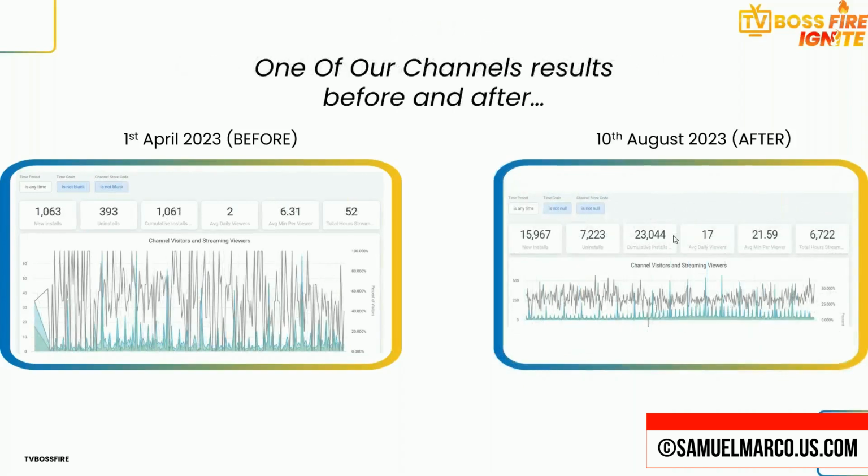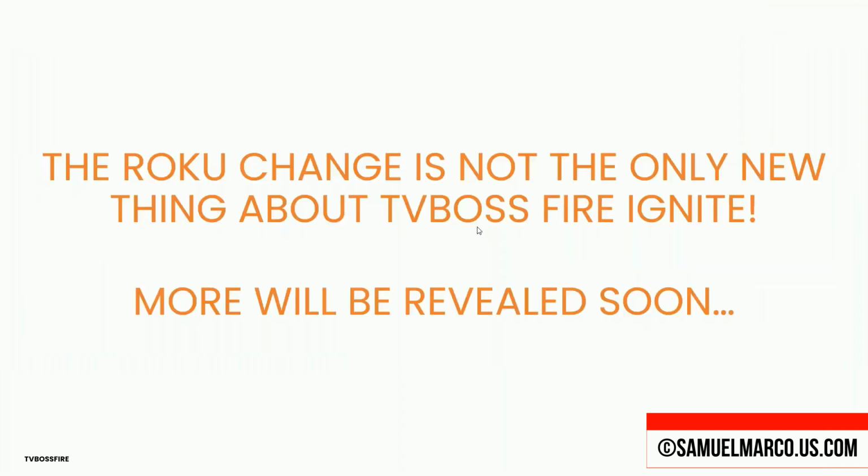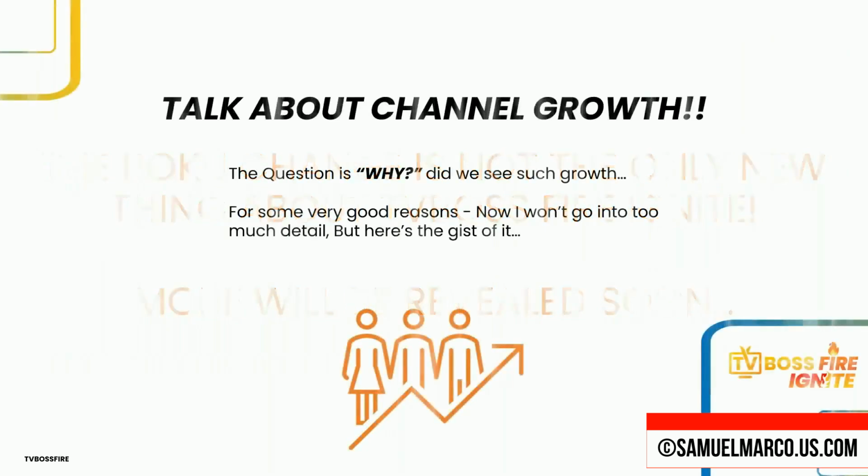Big changes. And then also we have this one here as well. Big differences, right? The 52 hours streamed on the right hand side here, for example, and the 6,722 total hours streamed on that. And these were the before and after. So they were direct publisher channels on the left and SDK channels on the right. And as you can see, there's a big difference. Now, the Roku change is not the only new thing about TVBoss Fire Ignite. More will be revealed soon, my friends.